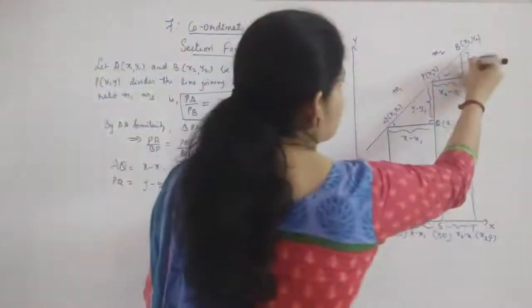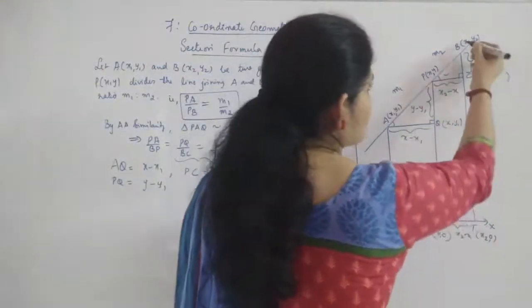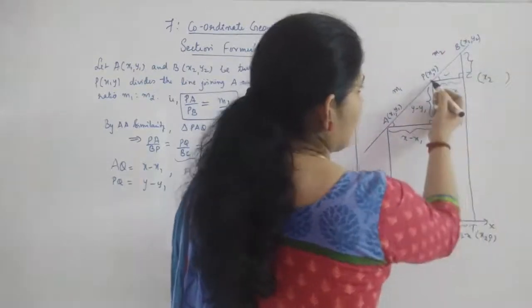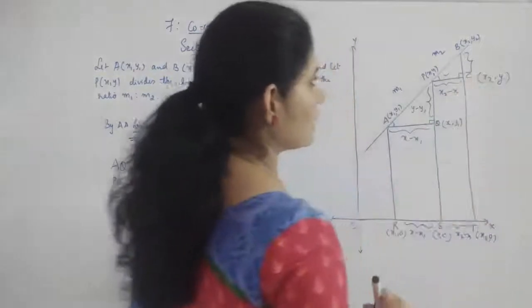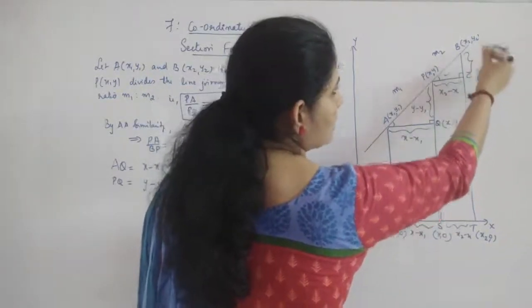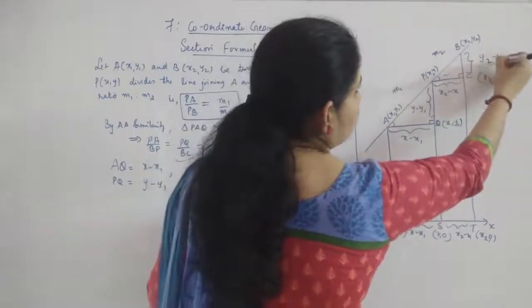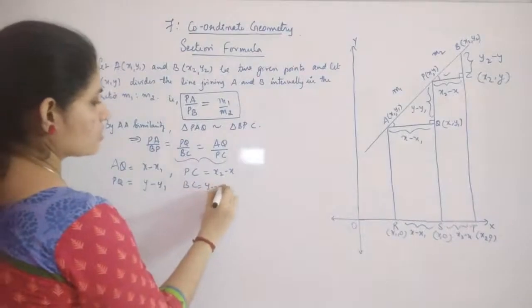Now you want BC, and what will be BC? Again the coordinate of C, you just see this is x2, so here also x2, and y coordinate is y, so here also y. So the coordinate of C is x2 comma y, and this distance will give you y2 minus y. So BC is equal to y2 minus y.